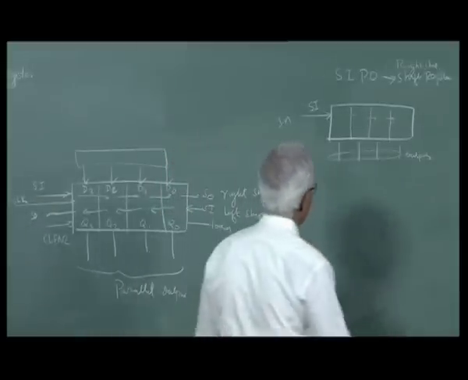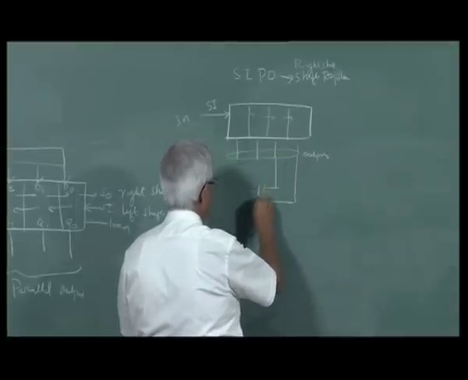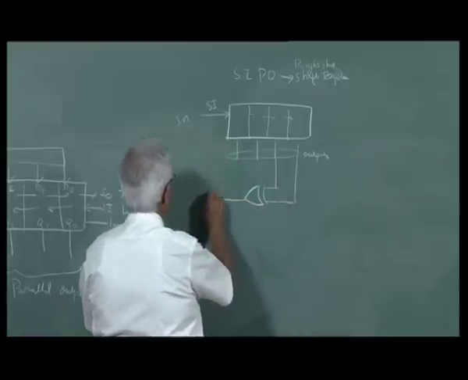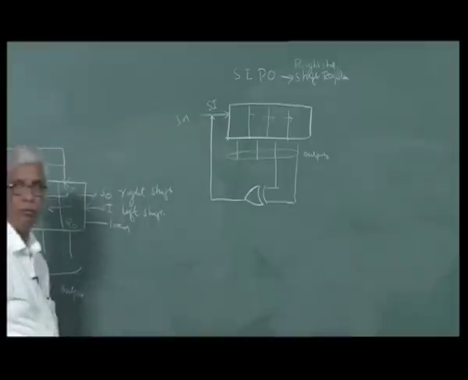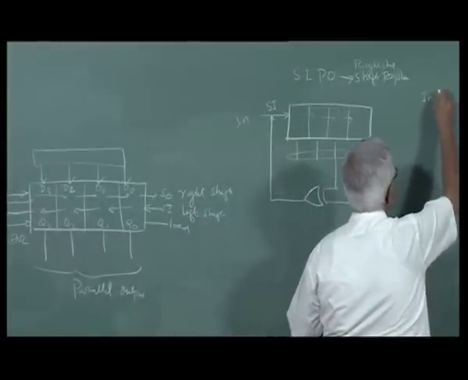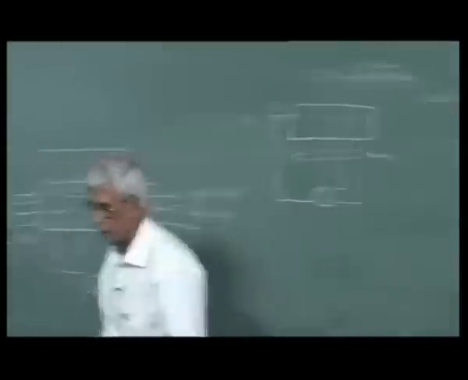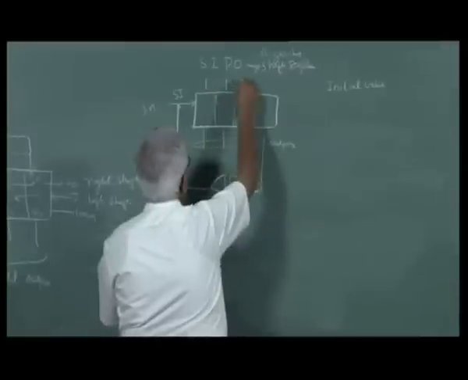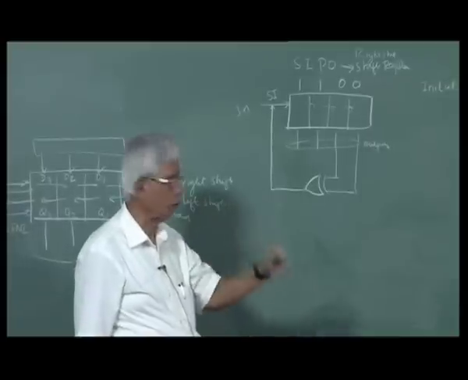And now I connect two of these outputs to an exclusive OR gate. Give the output of this as the input to the shift register. So I have an initial value of anything you can have. You can have 1100 as the initial value. By parallel load you can have, or you can have serial input and clock it 4 times. Of course, the clock is required.